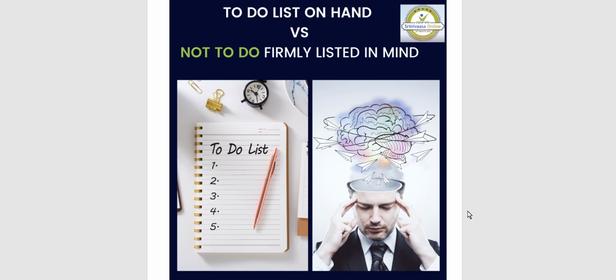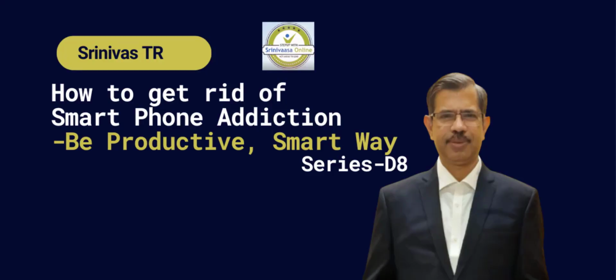So again, I repeat, when the not-to-do list is firmly in your mind, then you will be more productive. This will give more focus, which I have already talked about in one of my earlier podcasts. As I mentioned, the smartphone, if used wisely, is a super productive tool in itself. So you cannot do away with the smartphone. The smartphone is necessary. But what all can you do with it?